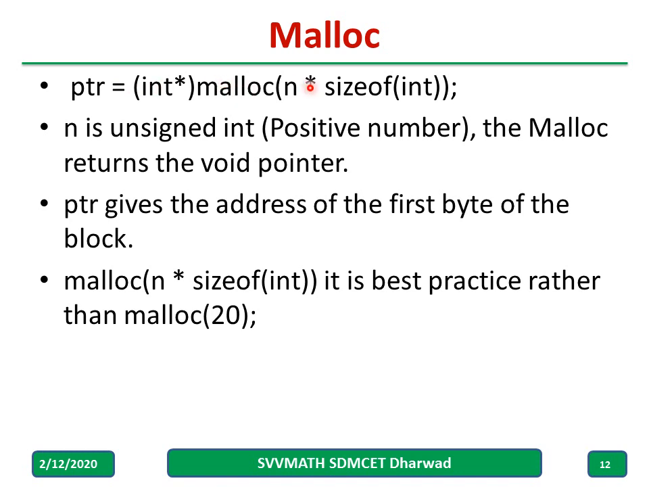Pointer equals malloc of n into size of int, as I want it for integer. Therefore I have to do the typecast, then I'll assign, because malloc gives a generic pointer. Now n is an unsigned int for positive numbers only. The malloc returns the void pointer, hence I need this. The pointer gives the address of the first byte of the block. And it is best practice, rather than writing malloc of 20, to write n into size of whether you want int or float.